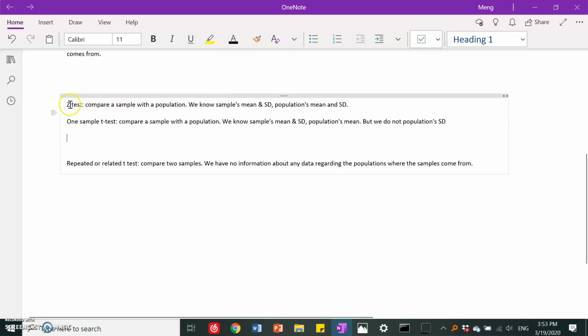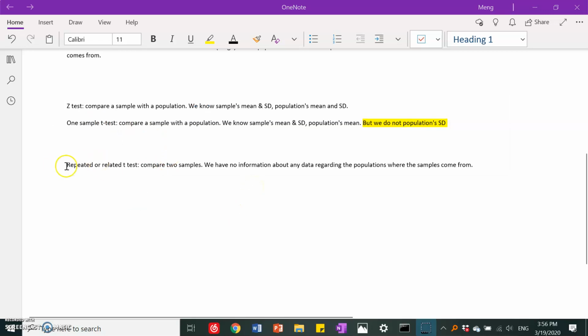And when we cannot do that, we are going to use the one sample t-test. That is, we want to compare our sample with the population, but we do not have the complete information about these two things. What we know is the sample's mean and the sample's SD. And we know the population's mean, but we have no idea about the population's SD. So in this situation, we want to use this one sample t-test.